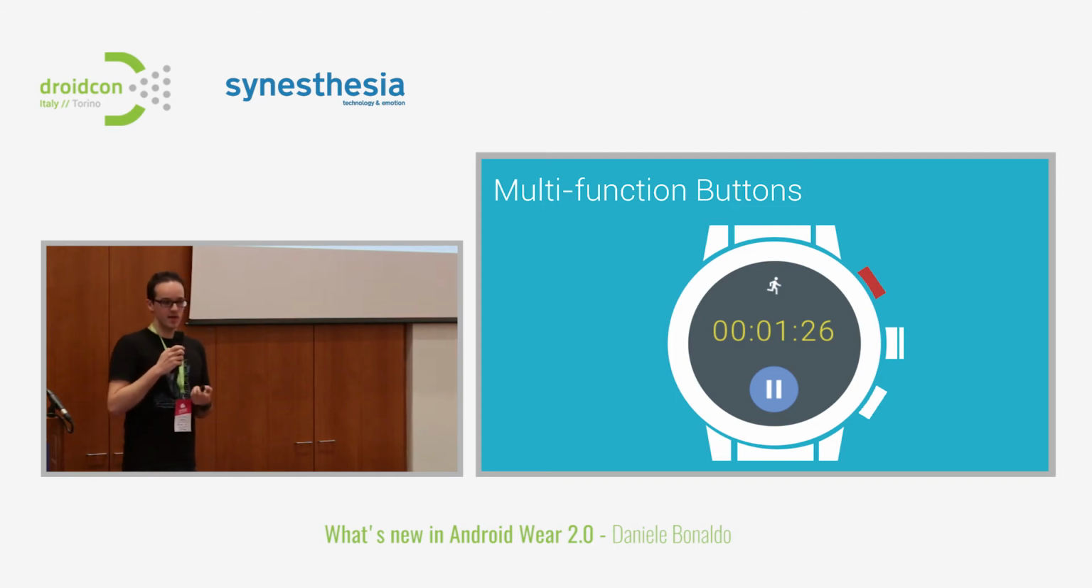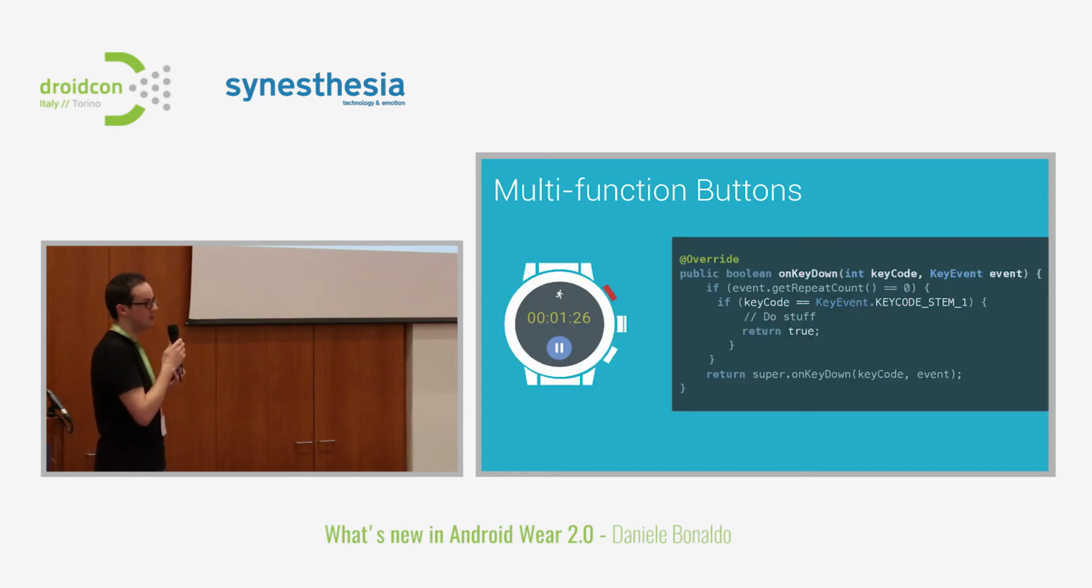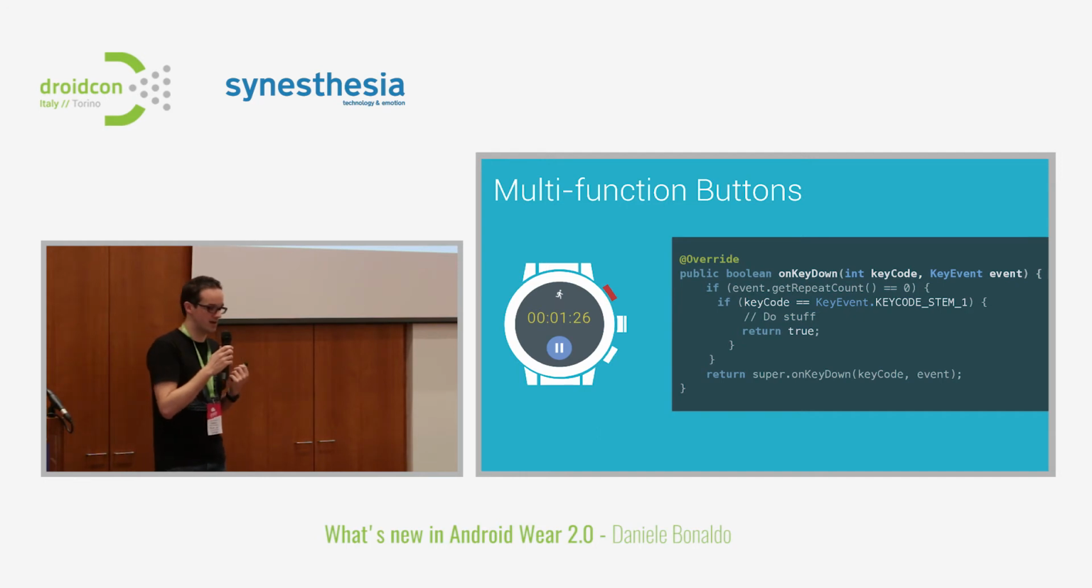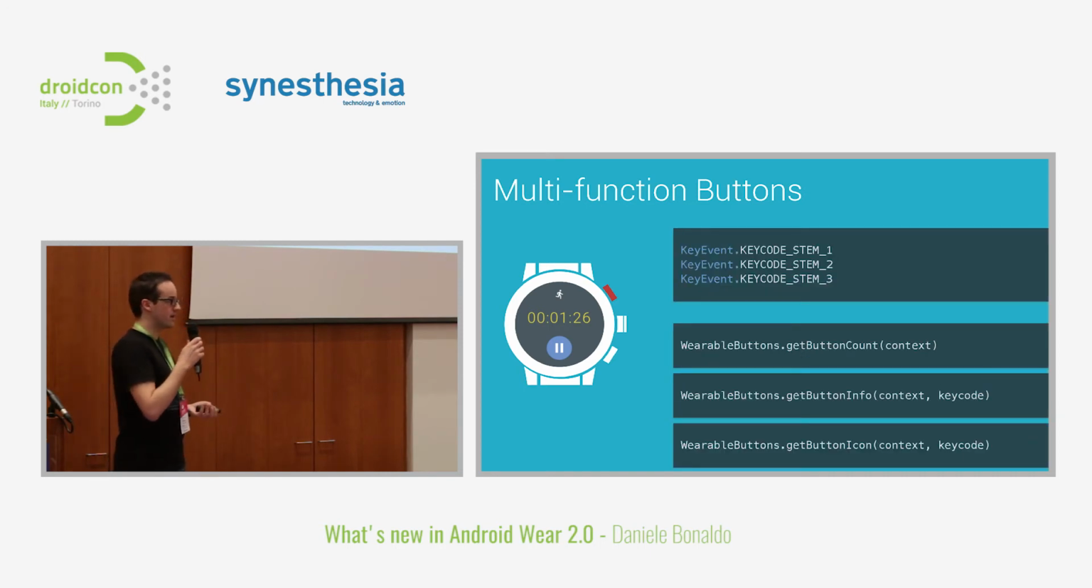To intercept them is as simple as overriding the onKeyDown method in your activity. And as usual, you will have a key event with a specific key code depending on which button has been pressed. For now, there are only three buttons available, so three key codes available that you can receive.